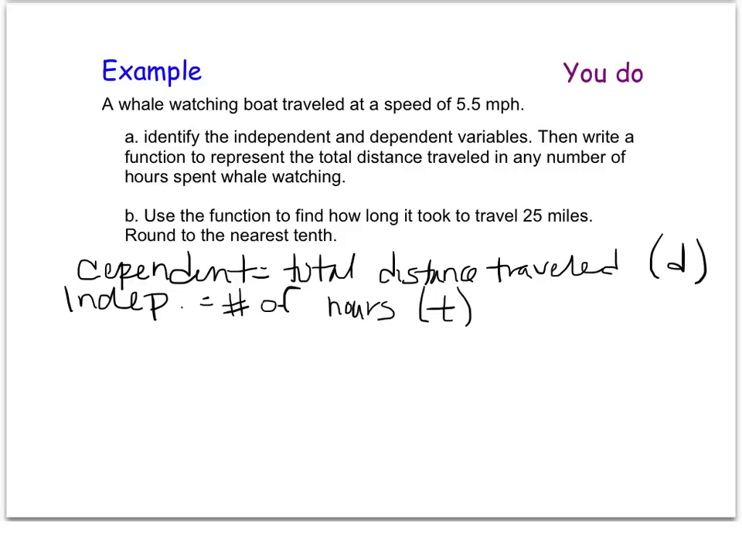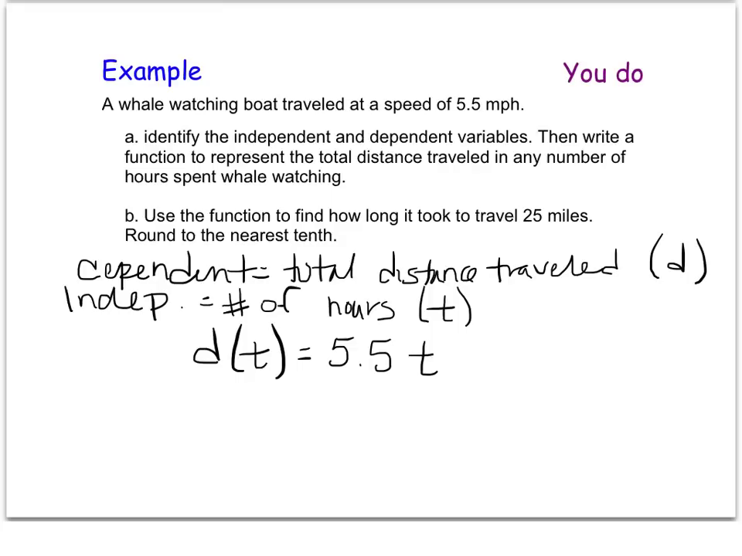So we're going to write a function to represent the total distance traveled in any number of hours spent whale watching. So our function that we're going to write is d of t is 5.5 t. 5.5 miles per hour times the time, number of hours.